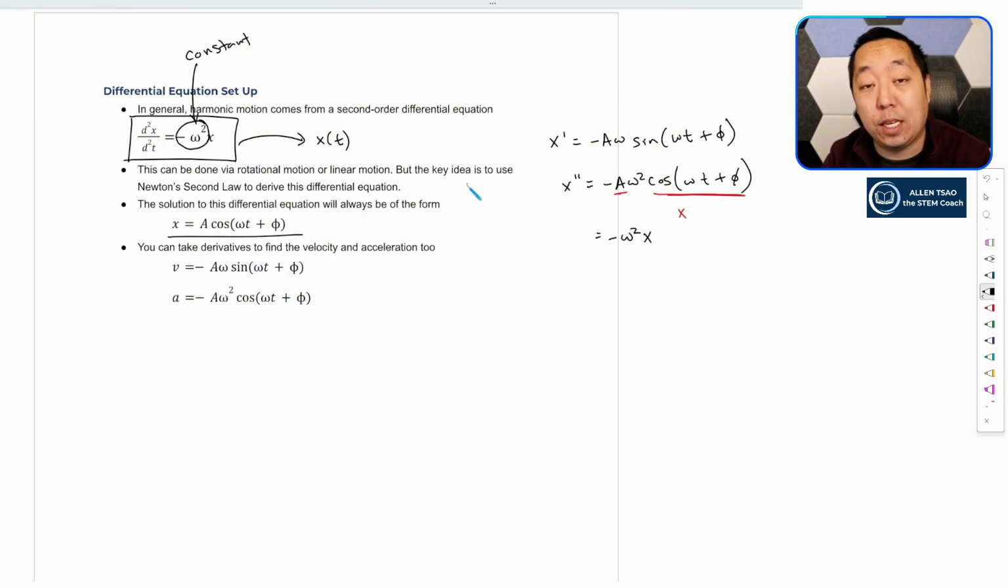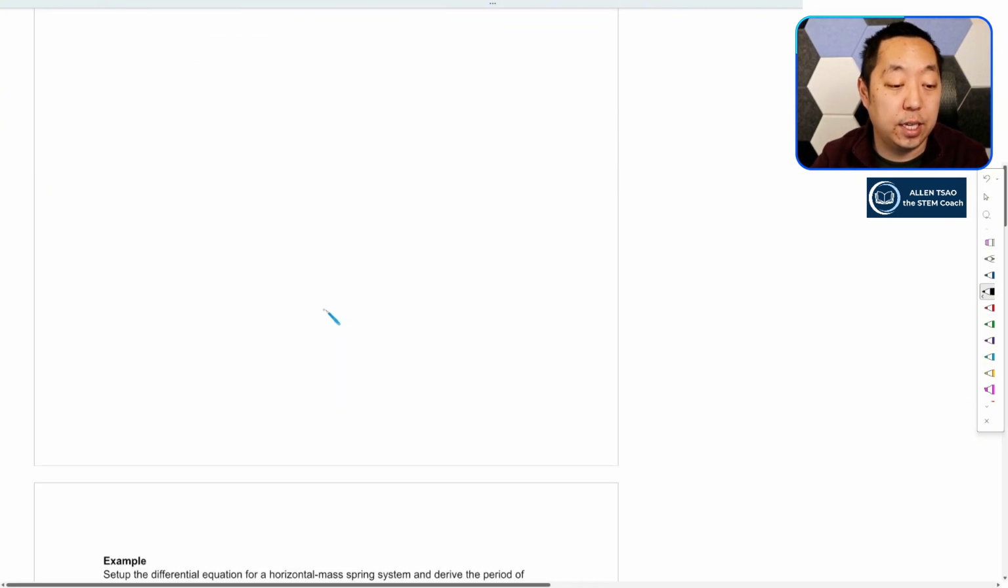So the solutions will look like this. Generally speaking, when we derive them, we're going to be using some form of Newton's second law, either the rotational form or a linear motion form. You could also take derivatives, because this is position as a function of time. Taking the derivative will give you the velocity, and taking the derivative of that will give you the acceleration. So this is the velocity here, and this is the acceleration. It will look like that just by taking those derivatives. So let's do a couple of derivations so you can understand the setup here.